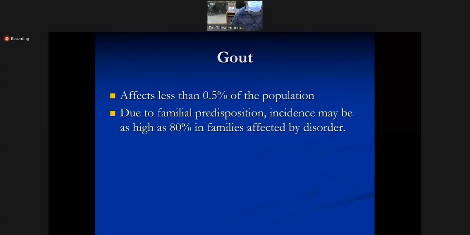It affects less than 0.5% of the population, meaning in 200, 1% is involved. Usually in males it is due to familial predisposition, and the incidence is very high, that is 80% in families affected by the disorder. It is more common in males and less in females, but after 50 it is equal in both, whereas before that it is more common in the male gender.